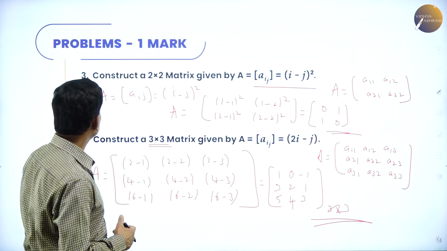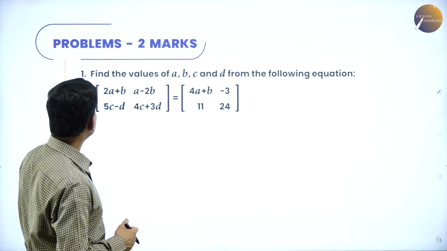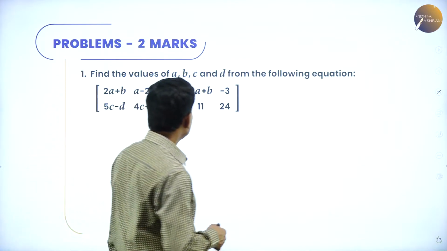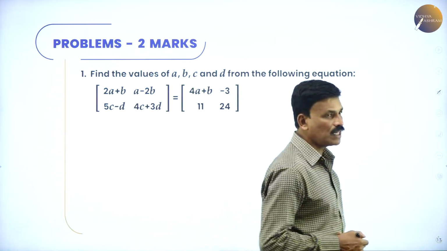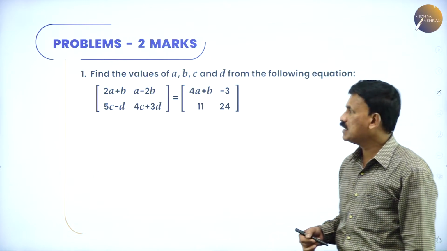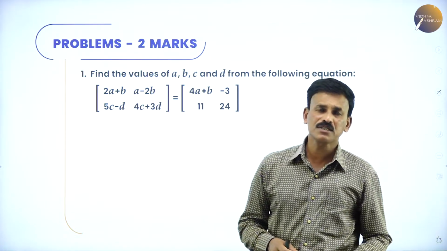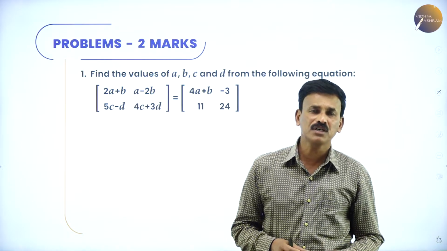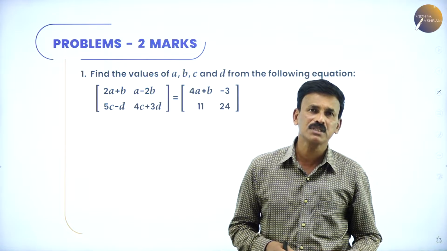Now let's come to the 2 marks problem. Now let us come to equality of matrices. From equality of matrices, 2 matrices are said to be equal if and only if they are of the same order and the corresponding elements are the same.